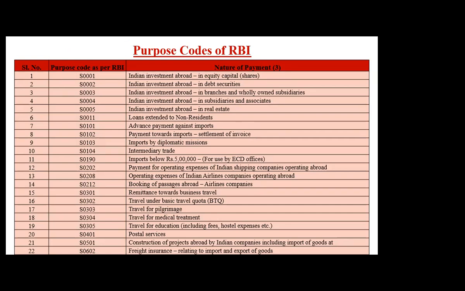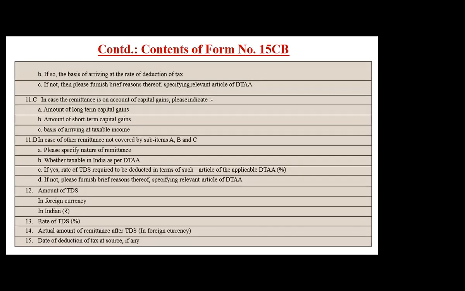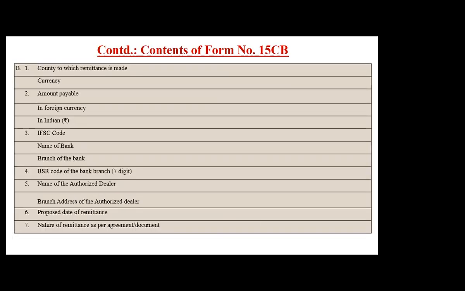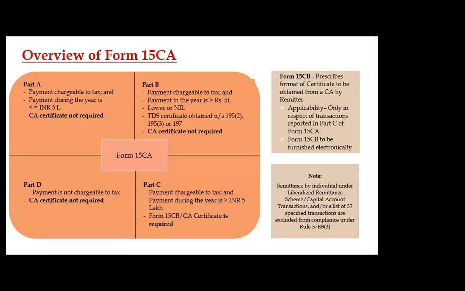So these are 33 purpose codes in both the slides. These are the categories which are exempt under Rule 37BB subclause 3, which is already written there, plus whatever payments you are making under LRS and capital account transactions, already written here. So in this case, no 15CB, no 15CA is required, so far as technicality is concerned.